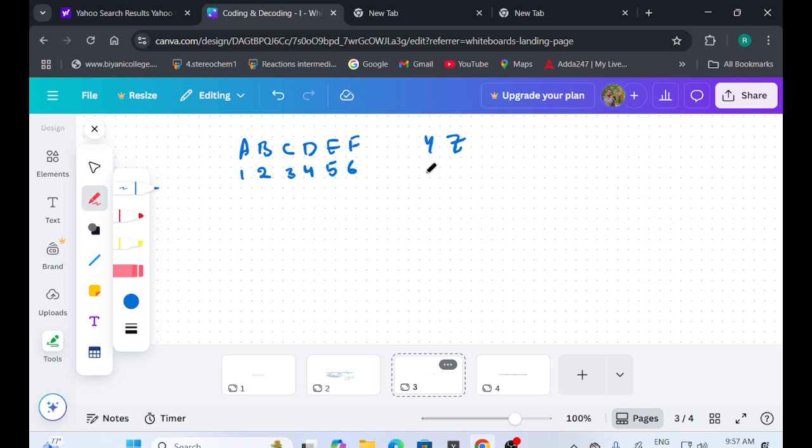Y and Z. That also you can remember, which is 25 and 26. This also you can remember. So these two things are not necessary. Okay, ये दोनों चीजें तो आप याद कर सकते हो, मतलब already याद रहता है.